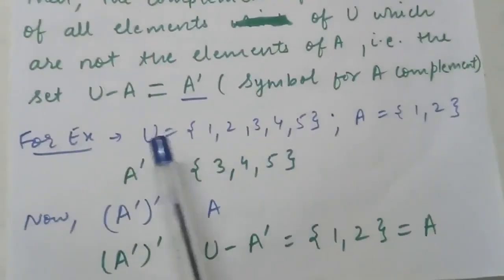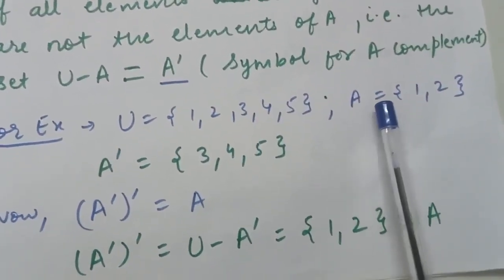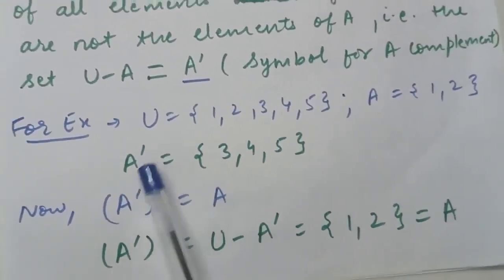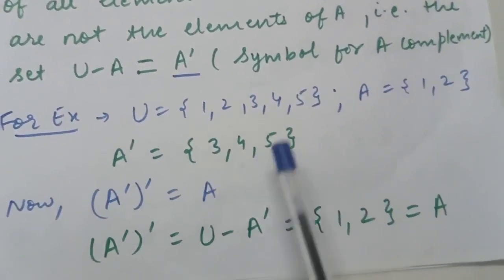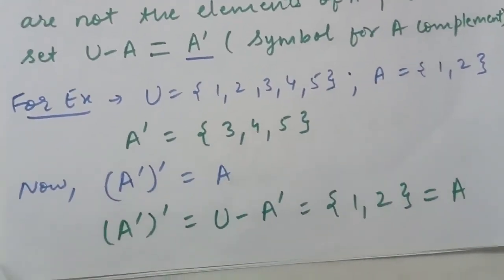For example, if the universal set is 1, 2, 3, 4, 5 and the set A is 1, 2, then A complement will include the elements which are in U but not in A. So it is clearly 3, 4, 5, right?